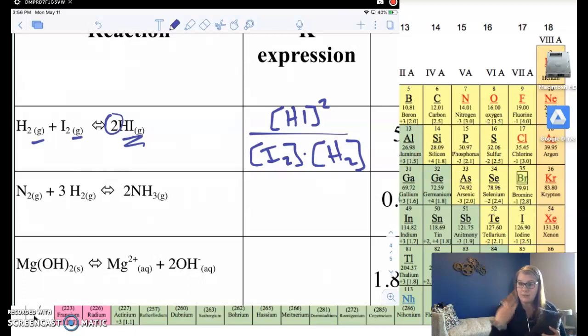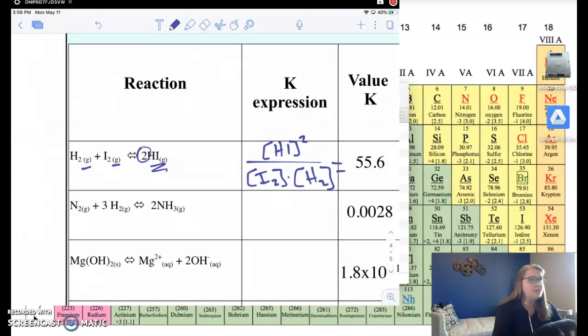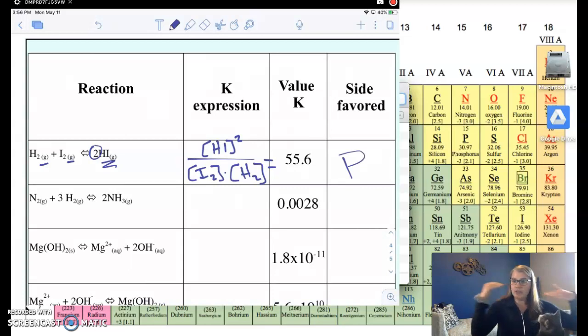So let's pretend we did that. We had some numbers we plugged in, and we got this for an answer, 55.6. We can then ask ourselves which side is favored. This is a large number. It is greater than 10. So what is favored here is products, meaning this is at equilibrium, so equal rates going back and forth, but there are more products than reactants. So the product side is favored over the reactant side.